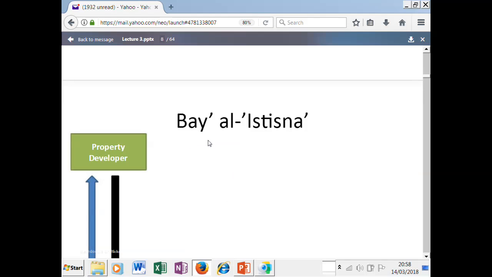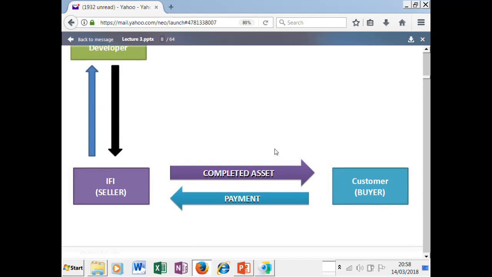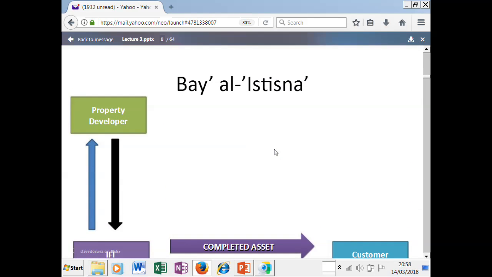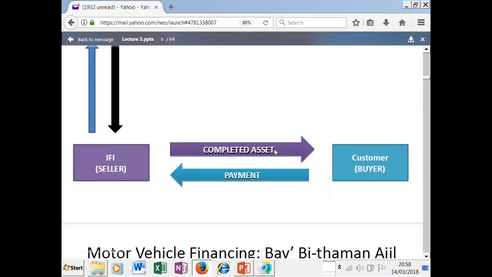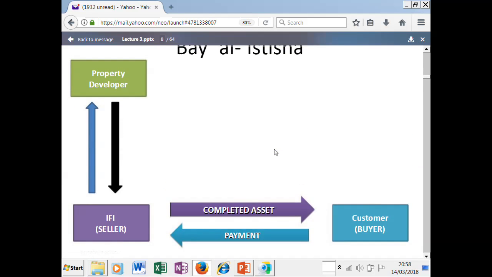Okay, this is by istisna, which is using what I call progressive payment. So basically, it is based on progressive payment. Okay, al-istisna. Right. So basically, it will involve the developer first. So the developer will build step by step. Basically, there are several other financings involved here. We have bridging loan, normally we call it bridging loan. Okay, it's not building a bridge, it's bridging loan.